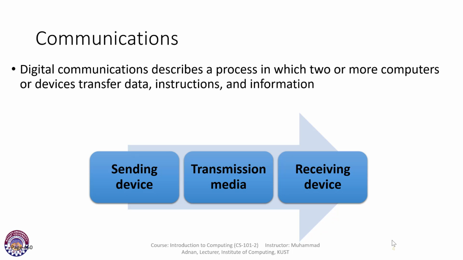So what is communication? Communication is like when two people communicate with each other. You transfer some content, some data, voice or whatever. In terms of digital communication, it's a process in which two or more computers or devices transfer data, instructions, and information. So we have a sending device which sends the data, and we have the receiving device which receives that data, and between the sending and receiving device we have transmission media that is used to carry the data between the sending and the receiving device.